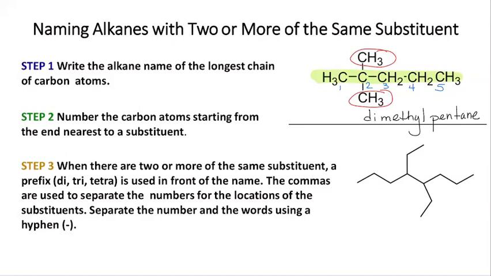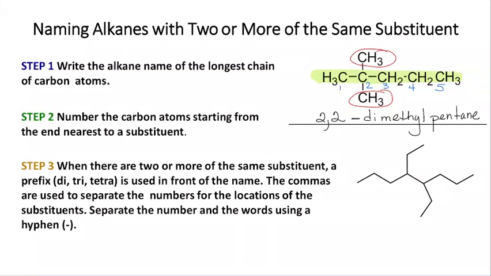So dimethyl. And then, because I'm putting the location of those methyl groups, I'm going to separate that using a hyphen, and then I have to give the location of the methyl groups. Even in this example, the methyl groups are sitting on the same carbon. You need to give their location. So you have to say, I have a methyl on carbon 2. I have another methyl on carbon 2. So that 2, 2 represents the location of my methyl groups in my parent chain of a pentane.